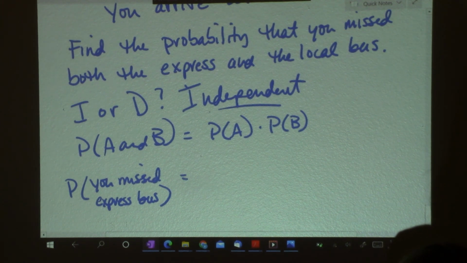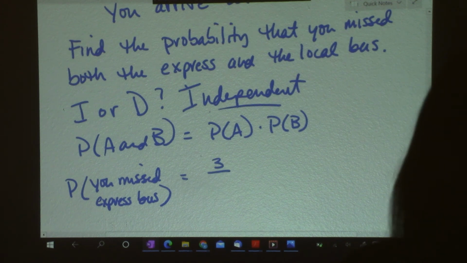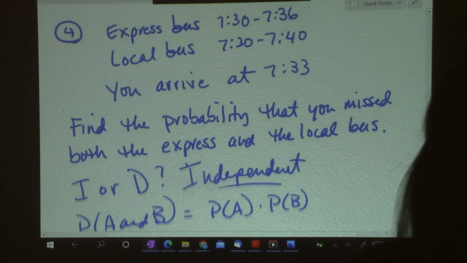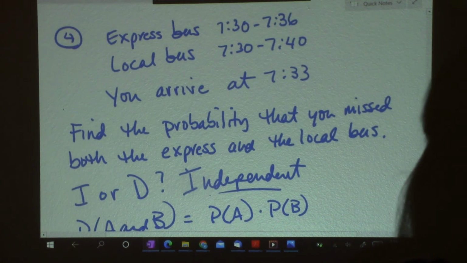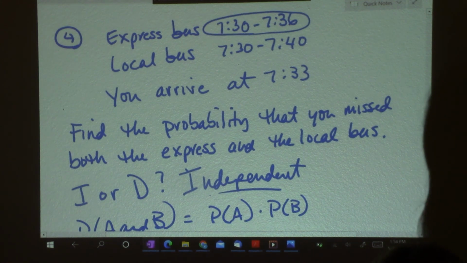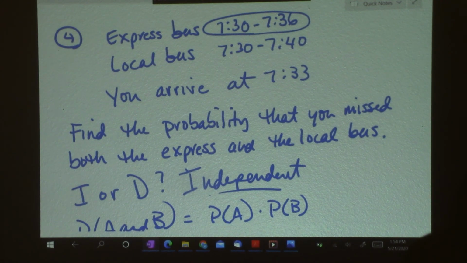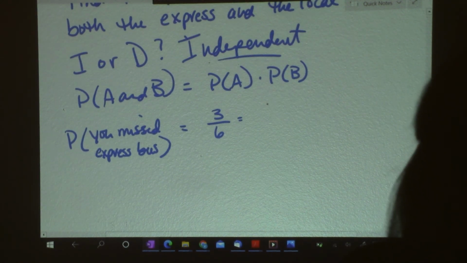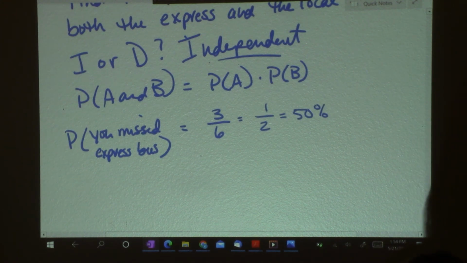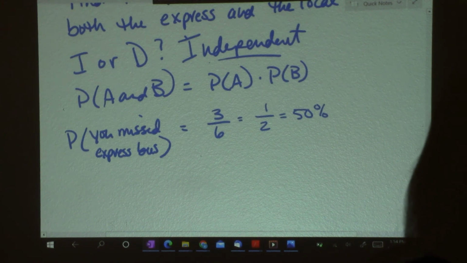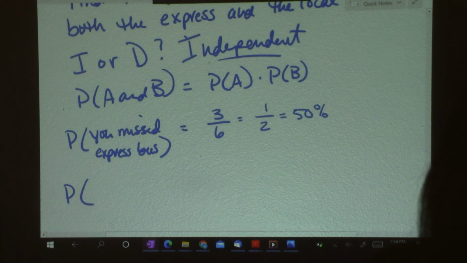So I wasn't there for the first 3 minutes. So 7:31, 7:32, 7:33. So that would be 3 out of 6. Okay? Because it's only there for 6 minutes. It's going to arrive at 1 minute during those 6 possible minutes. So you have about a 1/2 or a 50% chance of missing that express bus by arriving at 7:33. You're right in the middle.